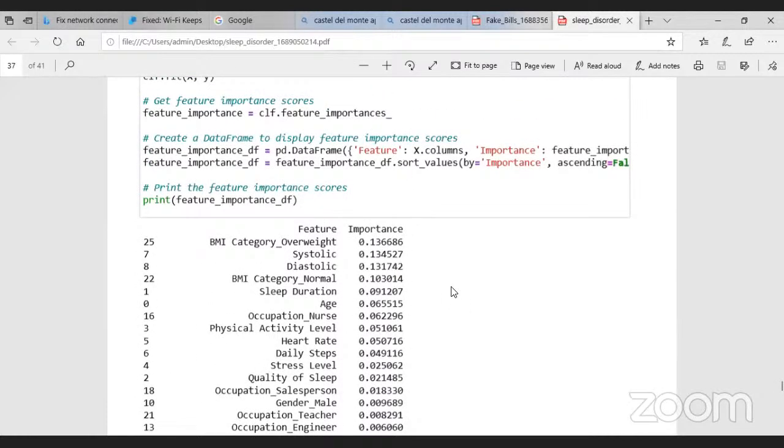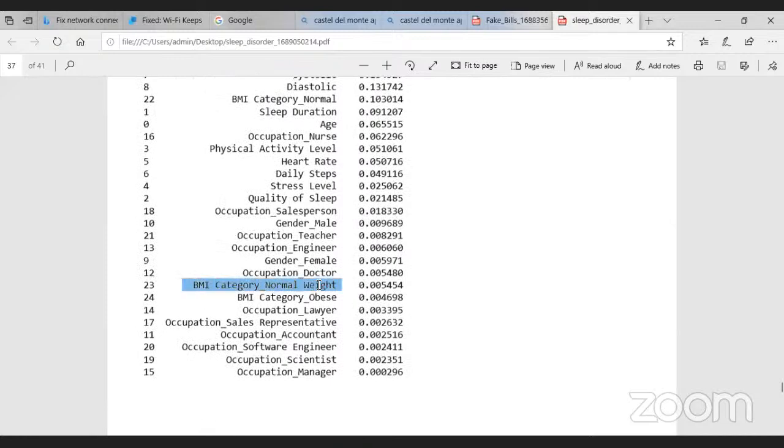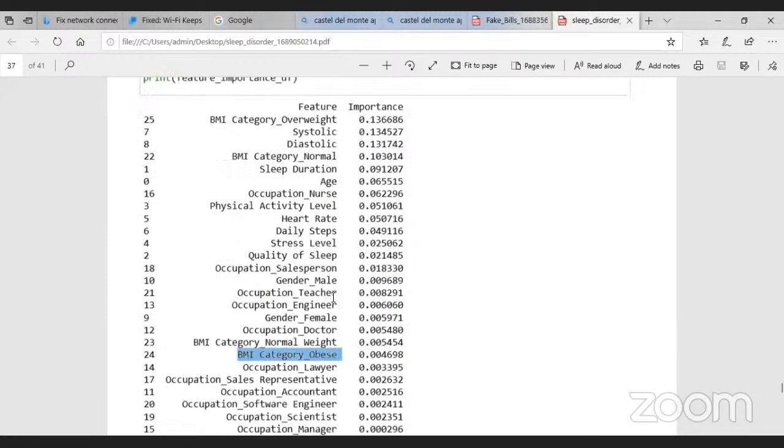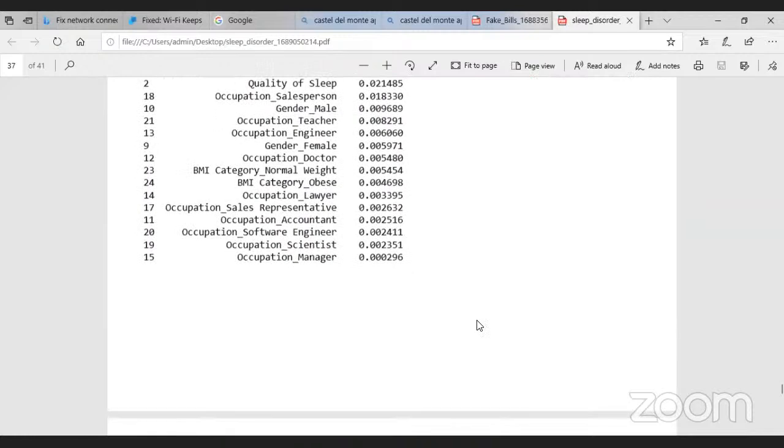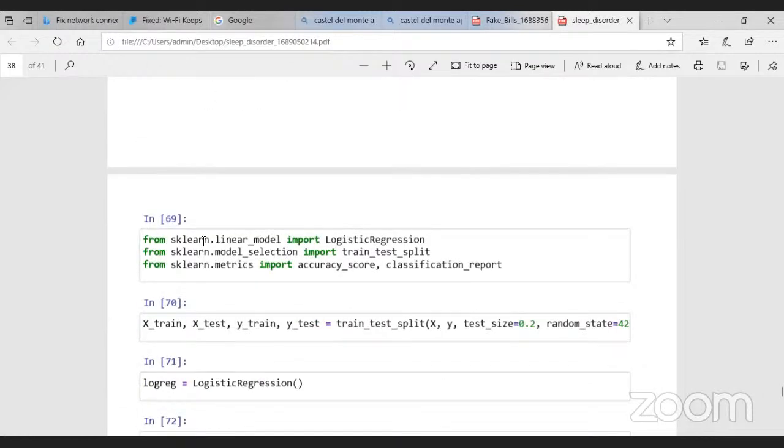Because of the categorical columns. For BMI, there was only one column, so what we did is we created 3 new columns: BMI category overweight, BMI category normal weight, and BMI category obese. So 3 different columns out of 1 column, because we cannot just feed the data as it is. On the basis of that, we try to understand which are the important columns, and we can take just those important columns and then again try to learn the model.